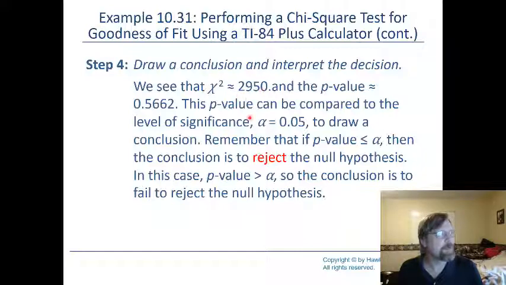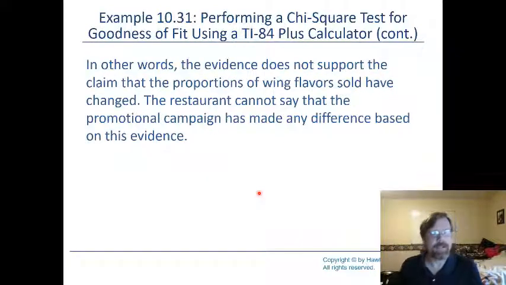P-value is 0.5662. The level of significance was 0.05. Since the p-value is not less than the level of significance, we failed to reject the null hypothesis. So our ad campaign was not effective in changing the proportion of wings being sold. Okay.